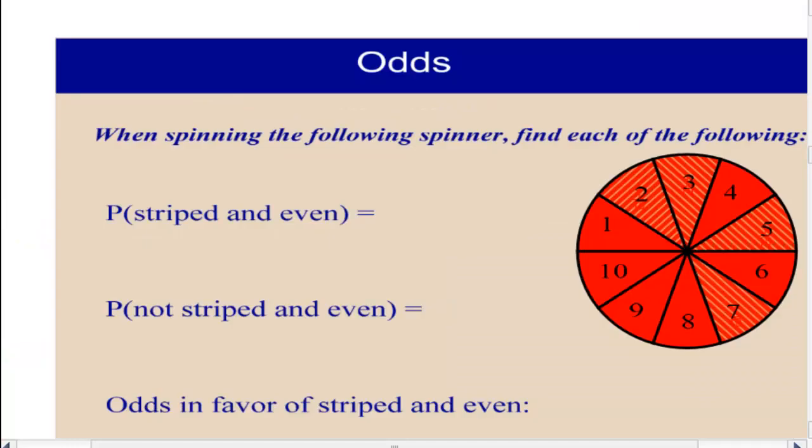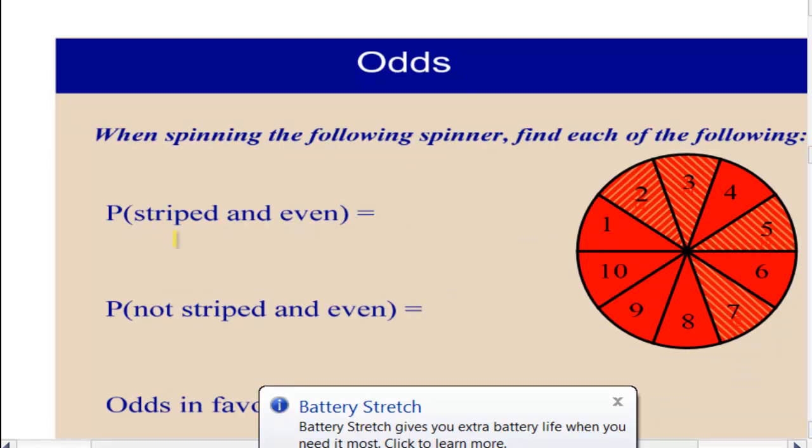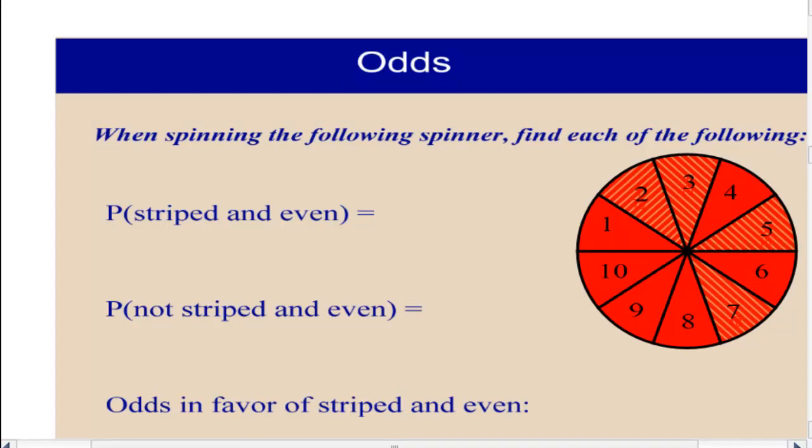Let's look at some more examples. So we want to find the probability of landing on one of these spaces that is both striped and even. So it has to be both of those. So let's look at our striped numbers and see if any of them are even. 7's not, 5's not, 3's not, but 2 is even. So we have 1 out of how many? 10, right? So what's the probability of not landing on one that's both striped and even? 9 out of 10, right?